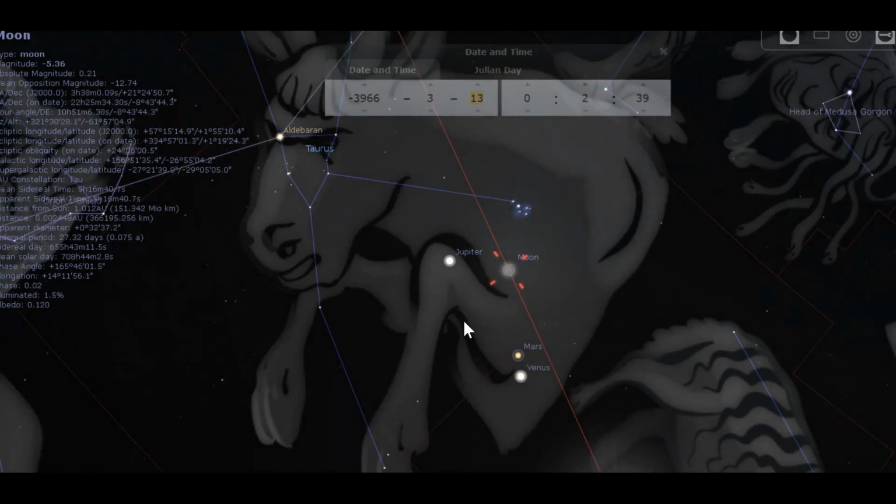And God said, let there be light. And he saw the light, and the light was good. And he separated the light from the darkness. The light he called day, the darkness he called night. And the evening and the morning were the first day.